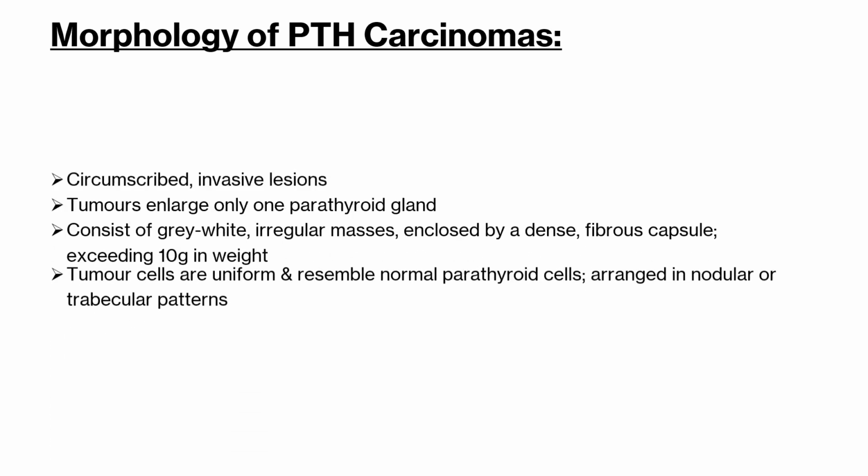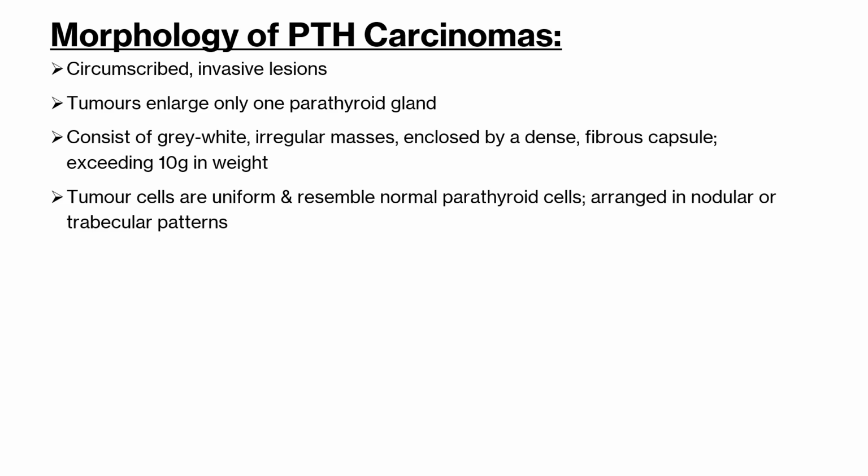Its gross feature is a circumscribed invasive lesion that mainly affects only one parathyroid gland out of the four, and that is well encapsulated by a dense fibrous capsule, with a gray-white irregular consistency that may exceed 10 grams in weight. Tumor cells are uniform and resemble normal parathyroid cells, but they are arranged in nodular or trabecular-like patterns.